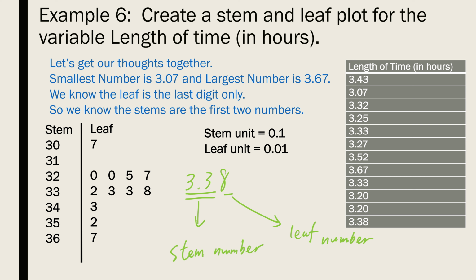So to relate 3.38 to the stem table on the left, we want to look at the row with 33, which is this row. And the number 8 means the leaf number should be 8. So this number represents 3.38.